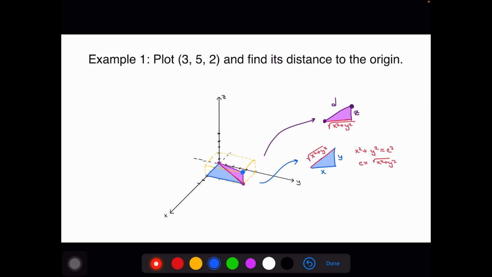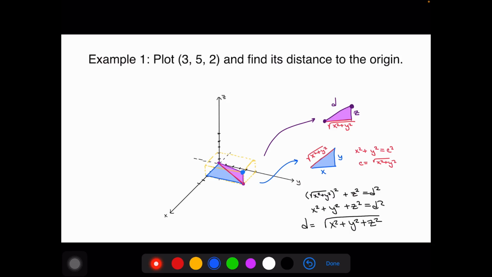And then back to the triangle in purple, the original problem, what is that distance d? Well, that's another right triangle. So let's just use our Pythagorean formula again. So we'll take the square root of x squared plus y squared, squared, plus z squared, and that's going to equal our distance squared. I'm going to do a little bit of simplifying. Squaring a square root gets rid of the square root. So now I've got distance squared is x squared plus y squared plus z squared, or distance is the square root of the sum of those squares.